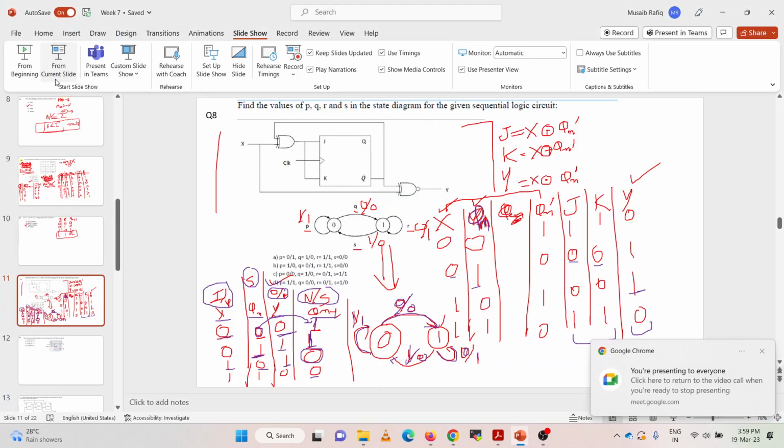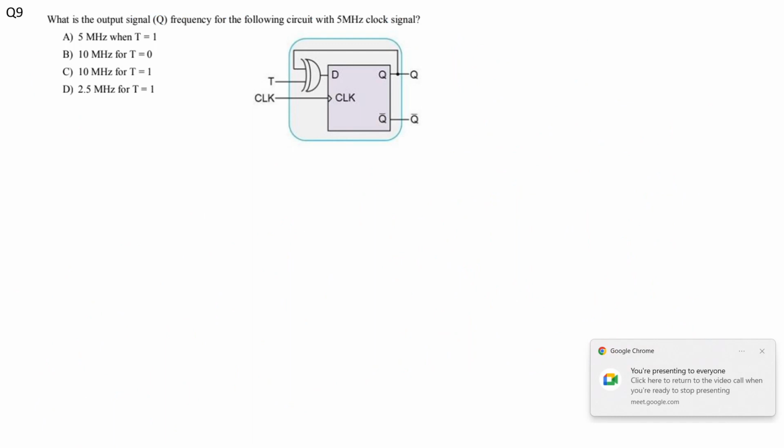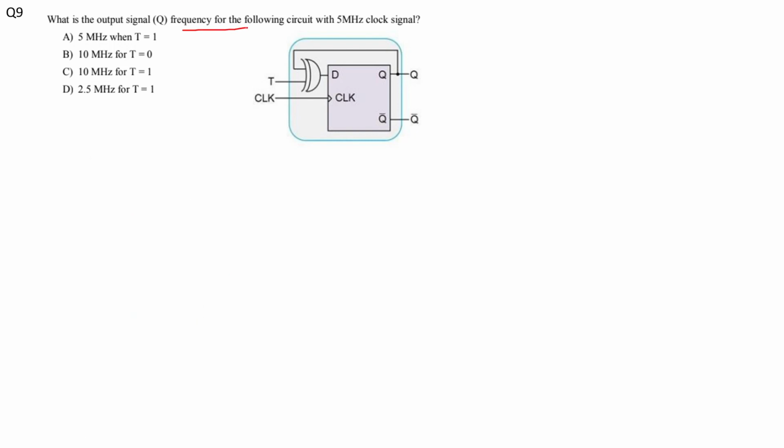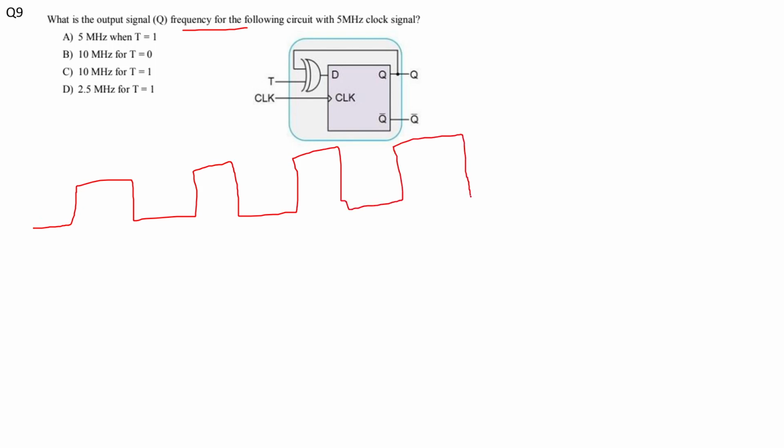So question number 9 of today's live session states: what's the output signal's frequency for the following circuit with 5 MHz clock signal? So the clock is 5 MHz, and we need to find out the output frequency of the output signal. This is a T flip-flop, and this is a D flip-flop. No, this is T. So this is my clock, and it's a positive edge triggered clock.